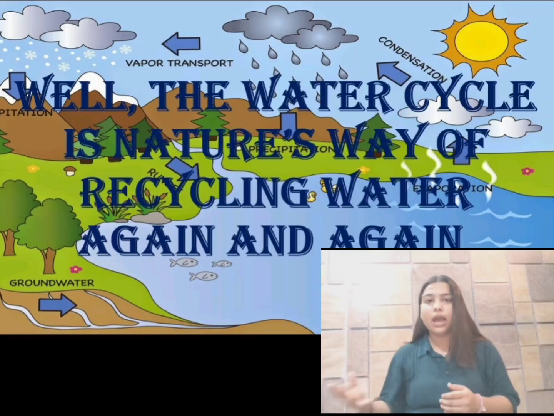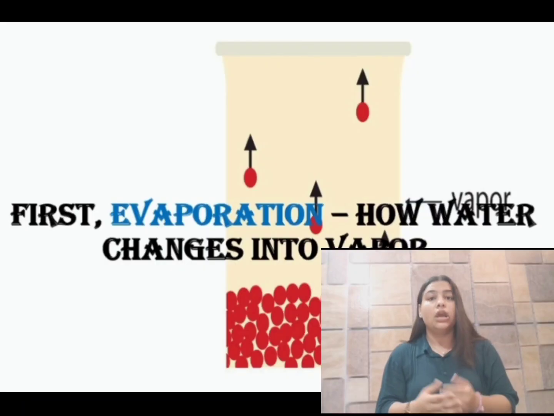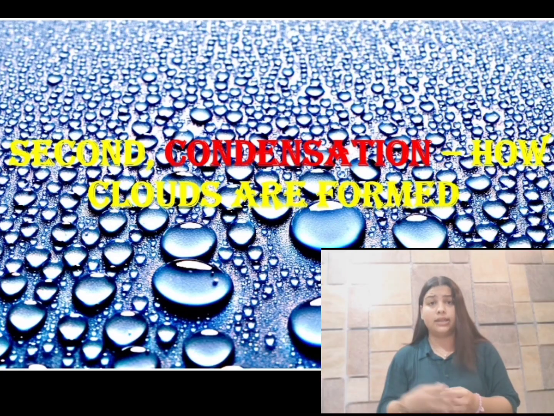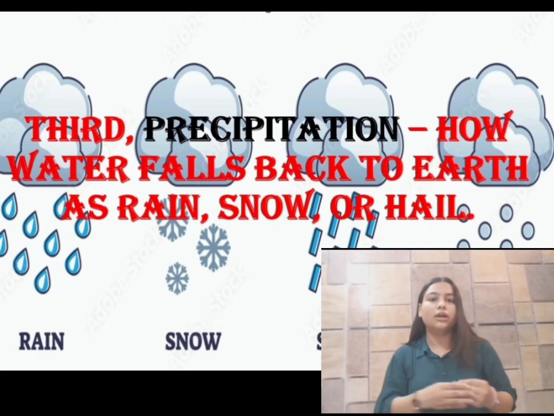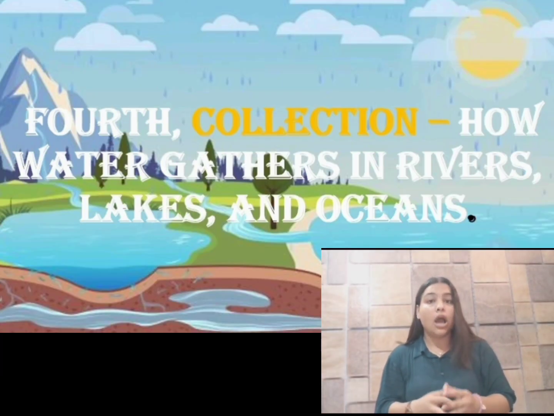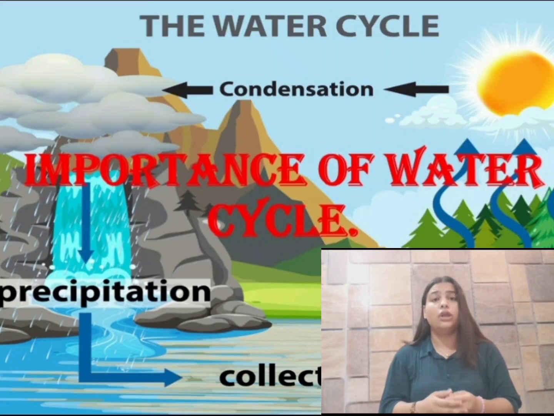In this topic, we are going to discuss 4 important stages of the water cycle. The first is evaporation, how the water changes into vapor. The second is condensation, how clouds are formed. The third one is precipitation, how water falls back to the earth as rain, snow or hail. The fourth is collection, how water gathers in rivers, lakes and oceans. And in the end, we will understand why water is essential for life.